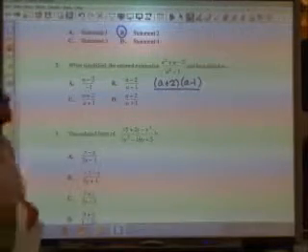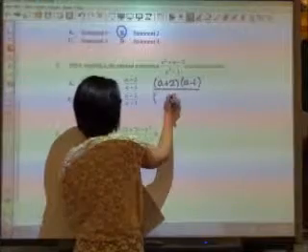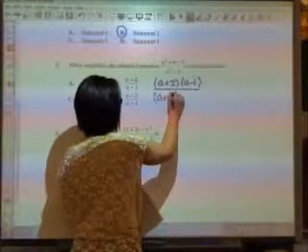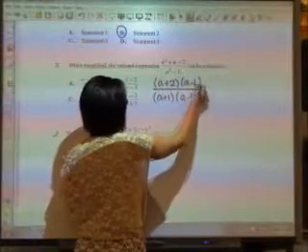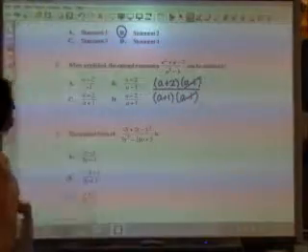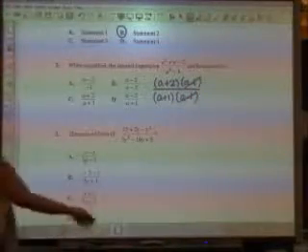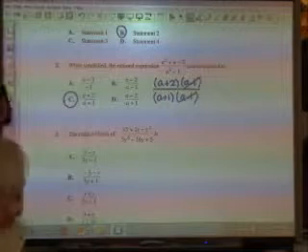Difference of squares. And when I factor it, what do I get? A plus 1, A minus 1. So then the A minus 1s will cancel each other out, and I'll get A plus 2 over A plus 1, which is C.